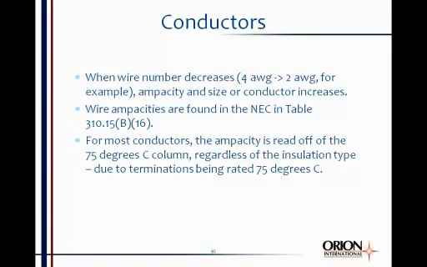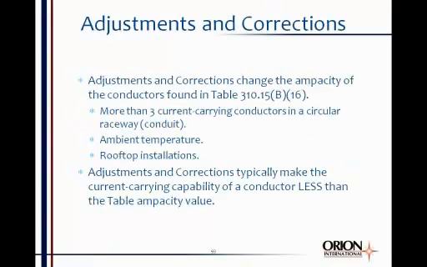Because if you look at the difference between the 75 and the 90 C column in this National Electrical Code table, you'll find that the ampacity is always greater in the 90 C column than it is in the 75 C column. And you might say, well, why would I ever need the 90 C column? Well, you need the 90 C column anytime you do what's called adjustments and corrections.